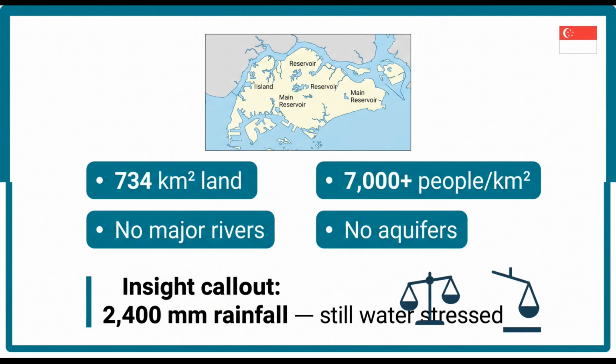Singapore has no major rivers to provide a continuous freshwater flow. And critically, Singapore has no natural groundwater aquifers. There is nothing stored underground to draw on. Result, even with heavy rainfall, Singapore cannot capture and store enough water to meet its population's needs. This is water stress caused not by a lack of rain, but by a structural imbalance between supply and demand. This understanding is why Singapore has invested so heavily in its water management system, which we will cover in the next video.